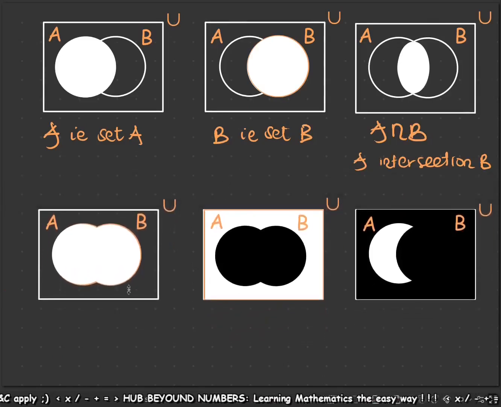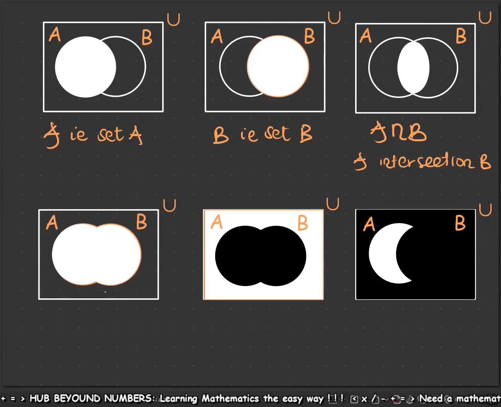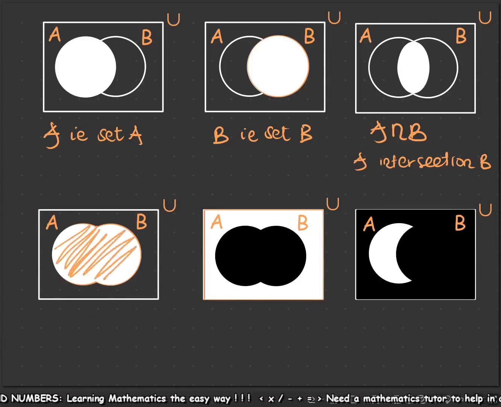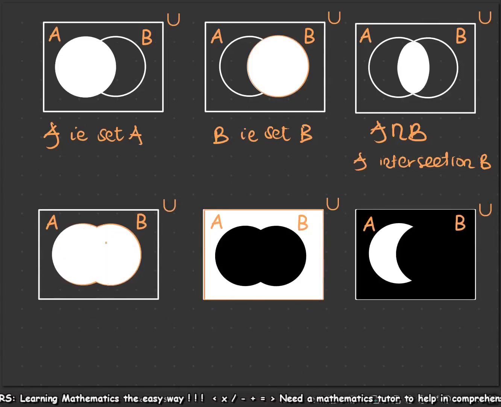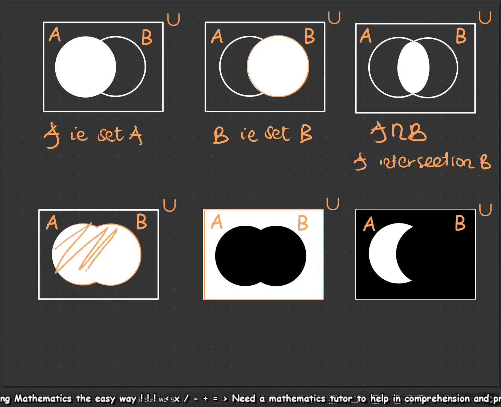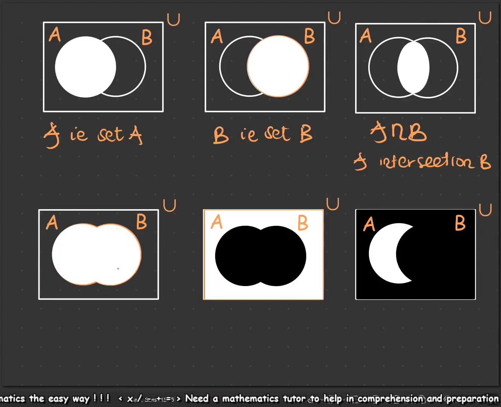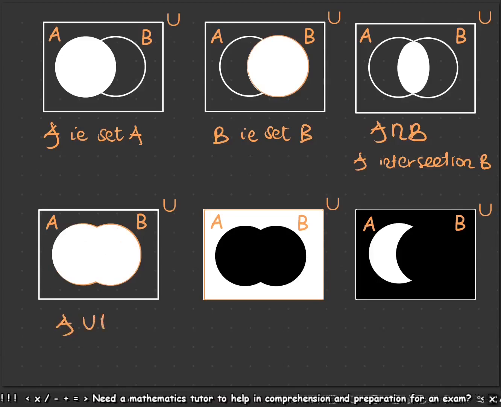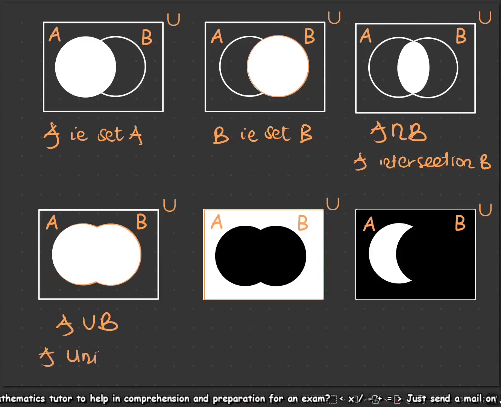Now we move to a little bit more complex ones. For this here, you realize that we have shaded all of A and we have shaded all of what? B. I'm saying it again. We have shaded all of A and then all of B. So this becomes our A union B. It is a union of all the sets, written as A union B.